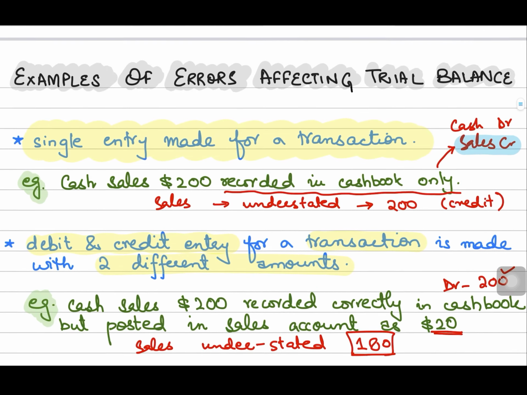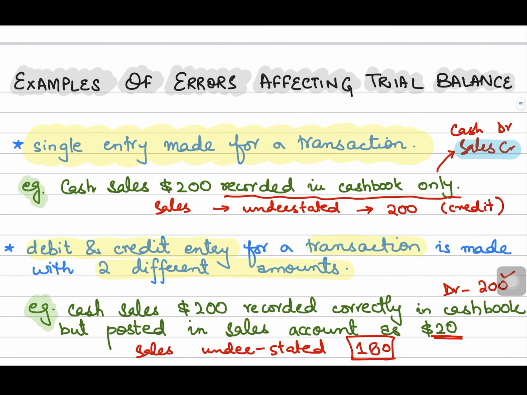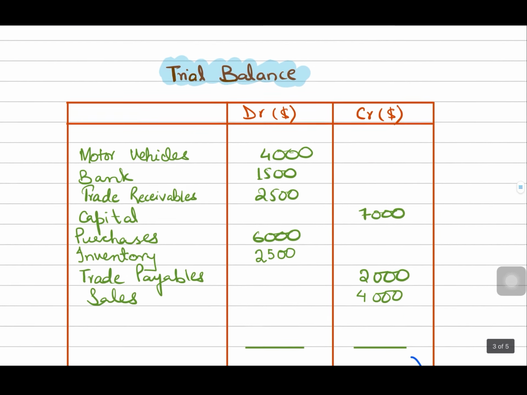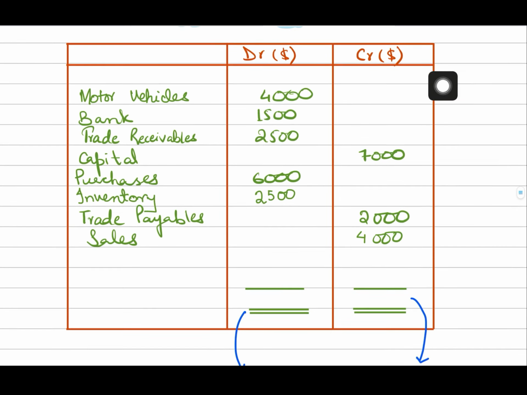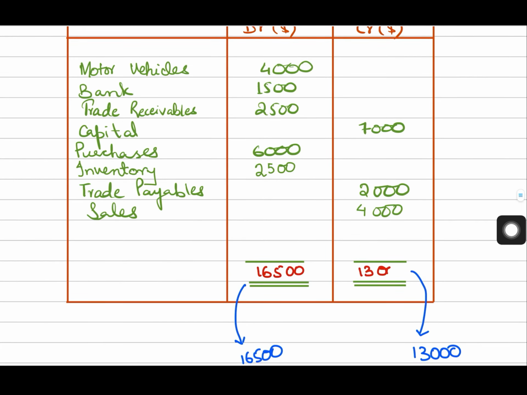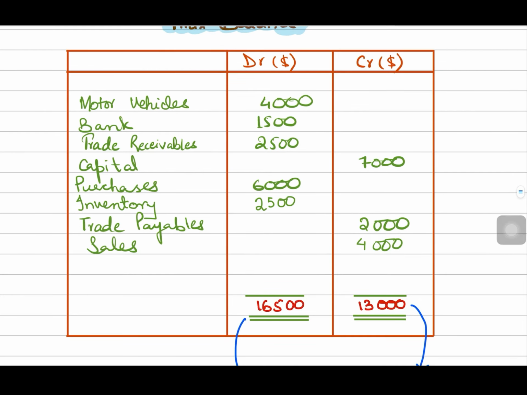So these are a few of the examples of errors that do affect the balancing of trial balance, right? So if such errors are there in the trial balance, what actually happens is that, for instance, this is just an example of a trial balance, right? We have non-current assets, current assets, capital, purchases, inventory, liabilities and sales. So if you total the debit side, this will come as 16,500. However, the credit side total is just 13,000. So this means that there are errors in the accounts in the trial balance, of course, right?